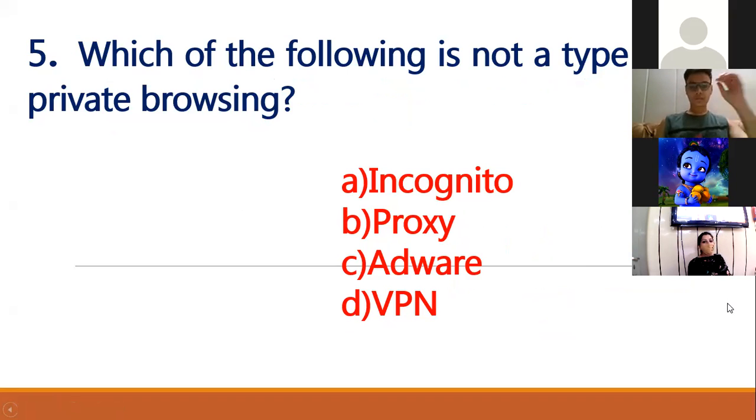Which of the following is not a type of private browsing? Please, everyone will get a chance. The options are address, incognito, proxy, and VPN. So the answer is address.